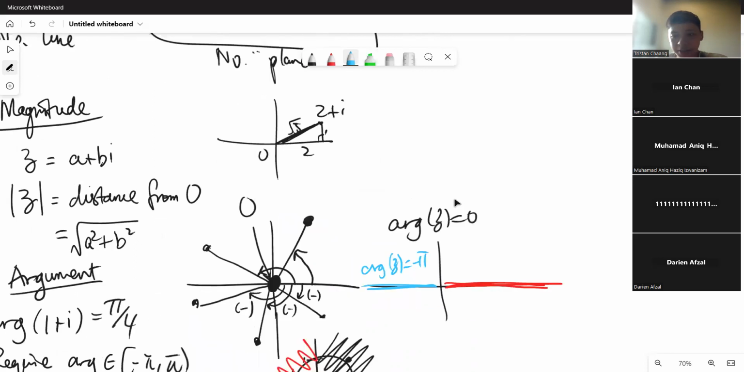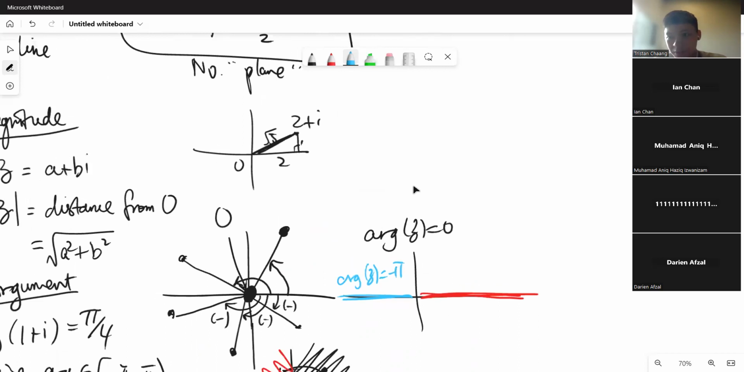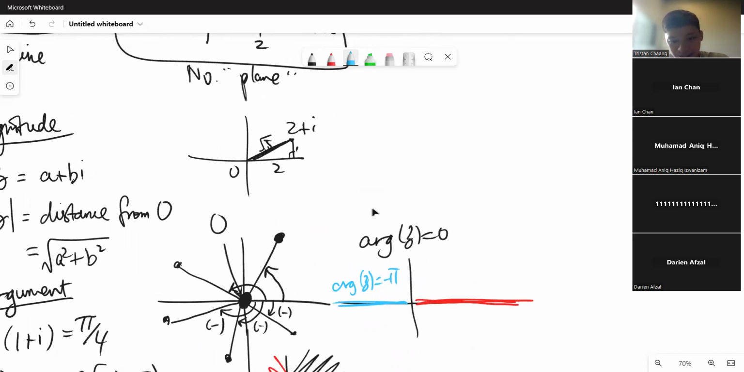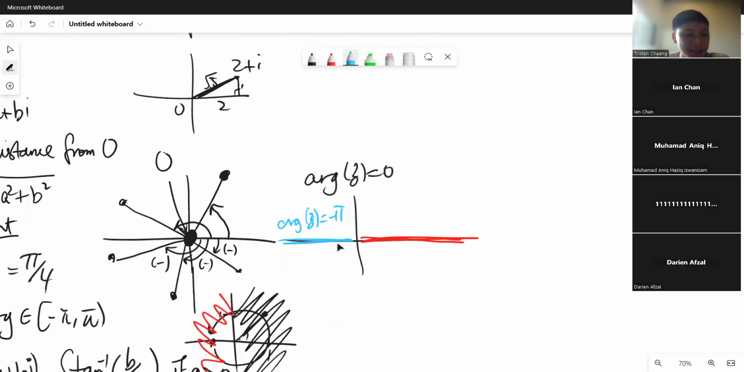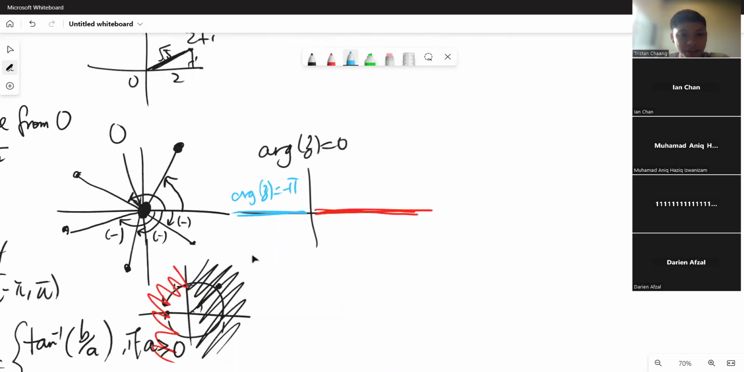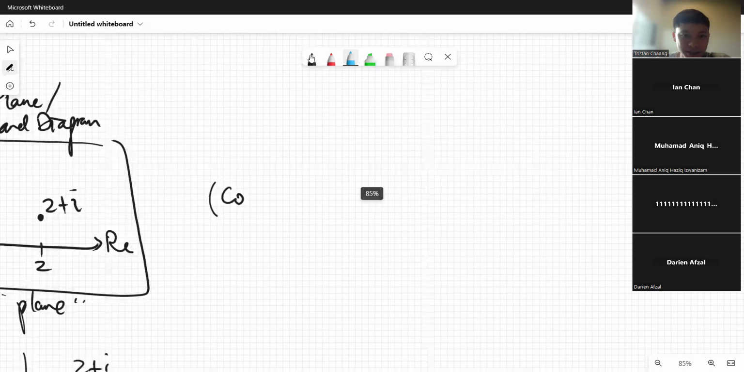Again, argument of 0 is undefined. It won't hurt us as much. We can still do a lot of things to it. We can still do calculus on complex numbers, even with argument undefined at a single point. Well, they're called singular points. But anyway, so the next one is called complex conjugate.